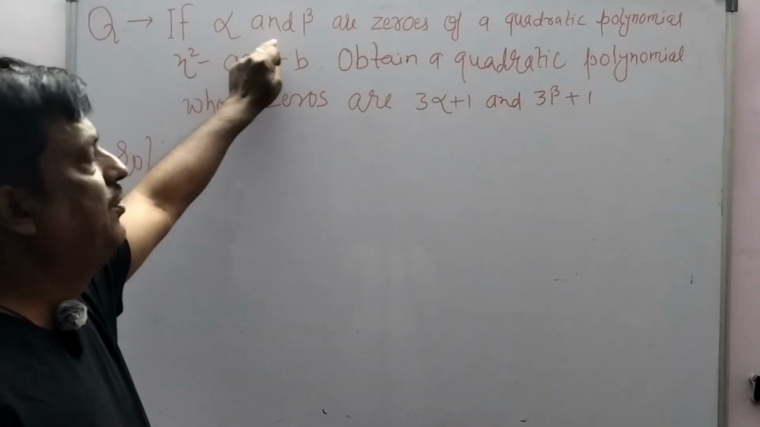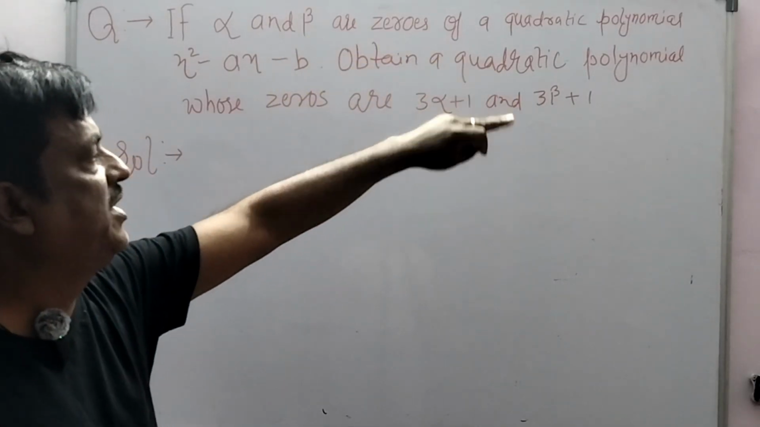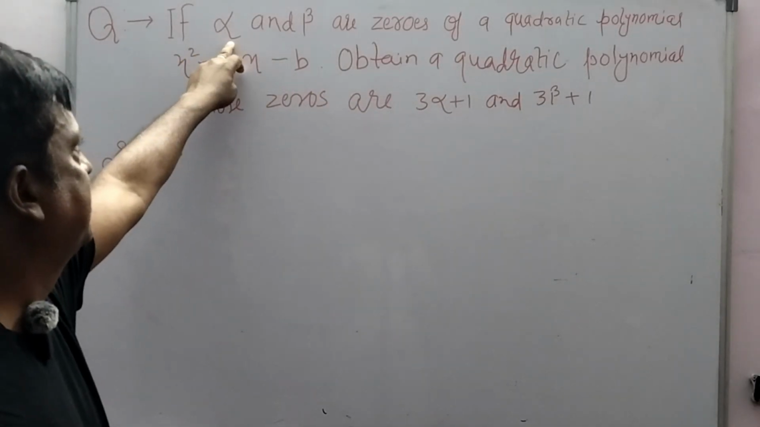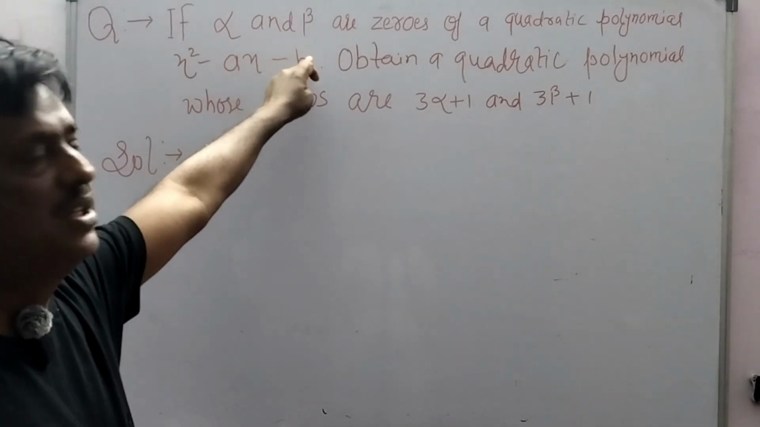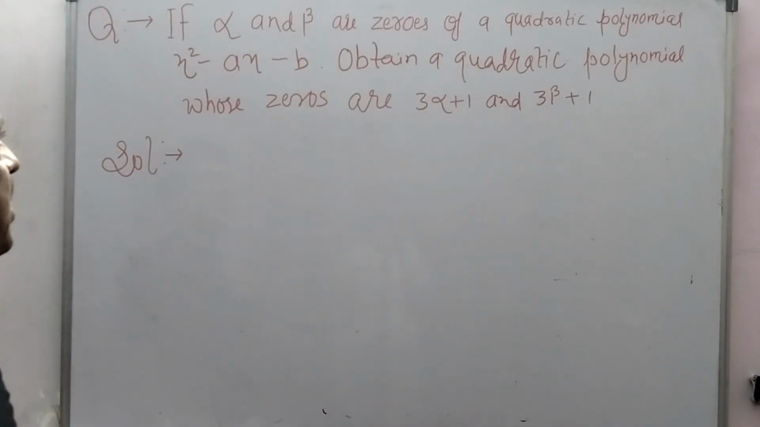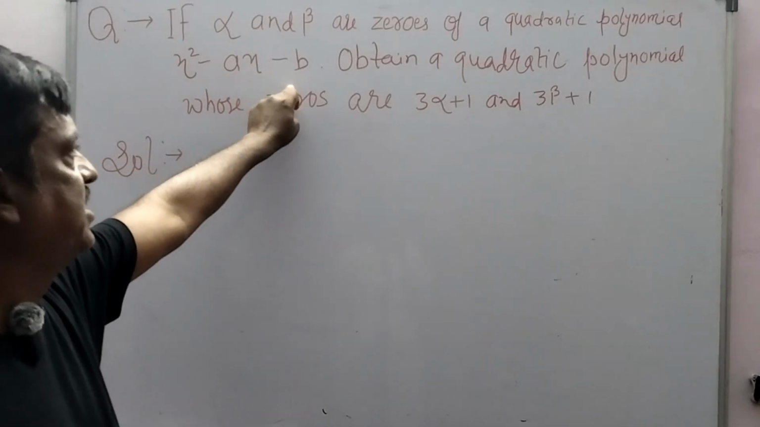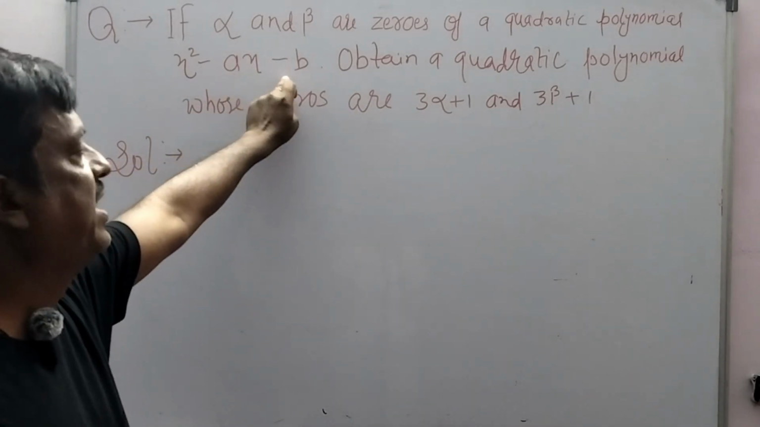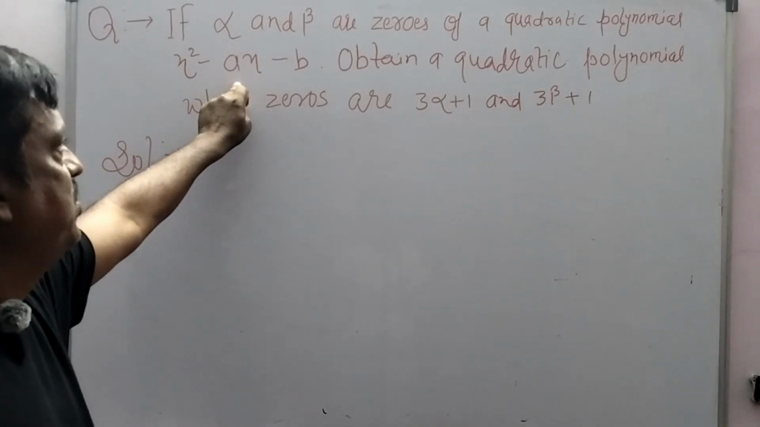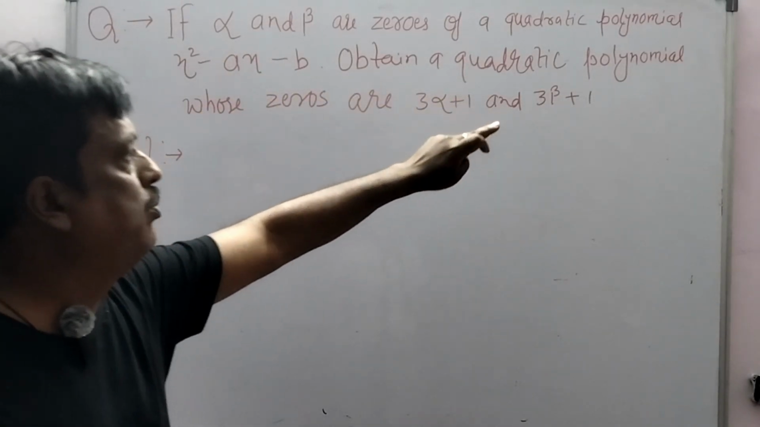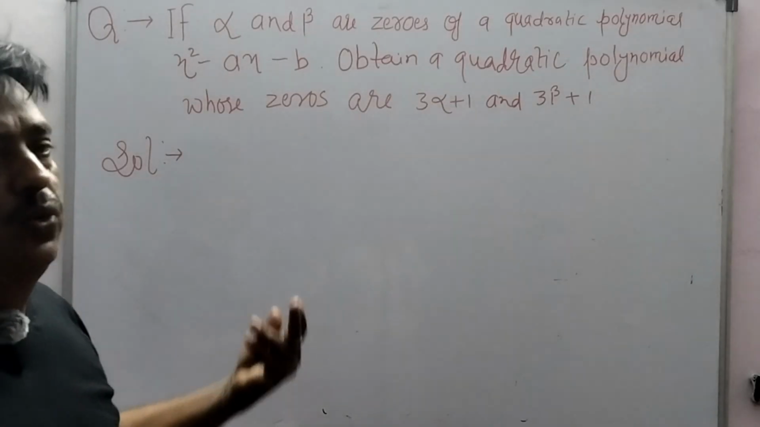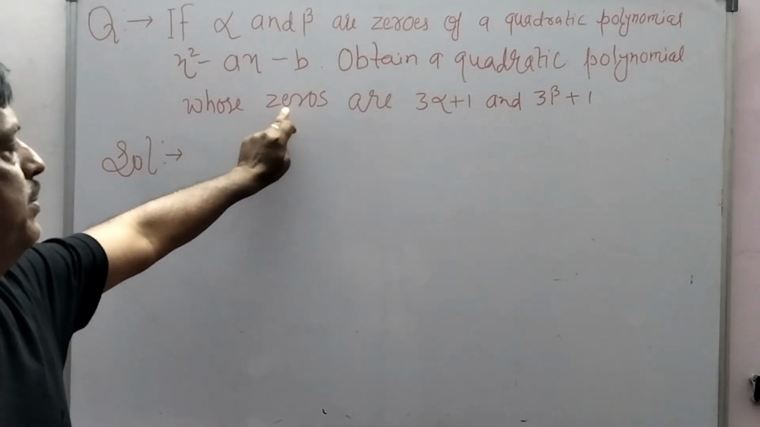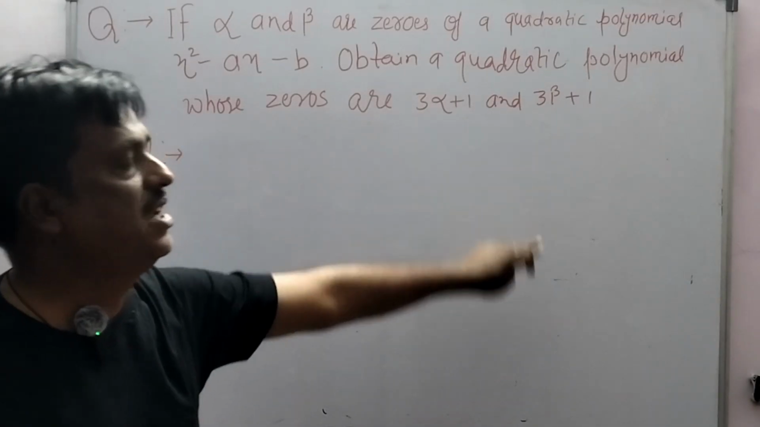See the question. If alpha and beta are zeros of a quadratic polynomial x squared minus ax minus b, and alpha and beta are the zeros, meaning roots, obtain another quadratic polynomial whose zeros, meaning roots, are 3 alpha plus 1 and 3 beta plus 1.